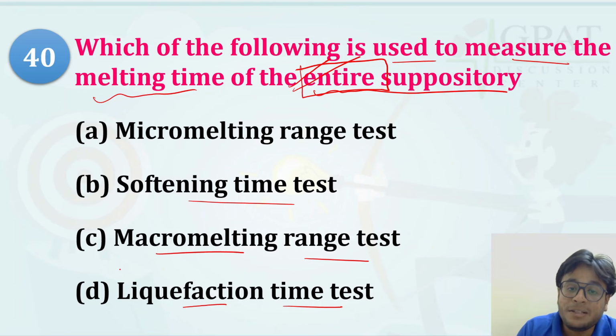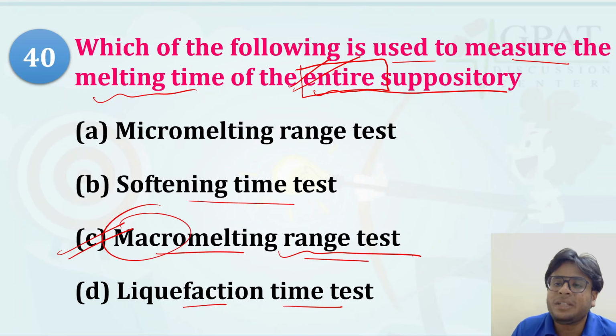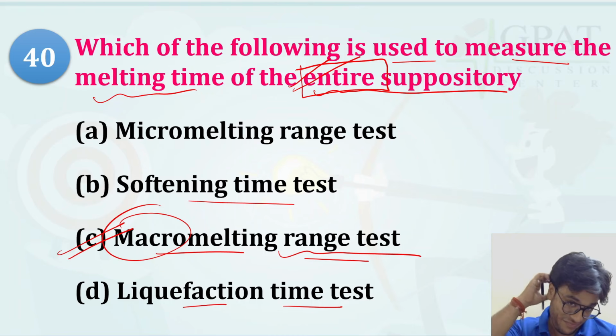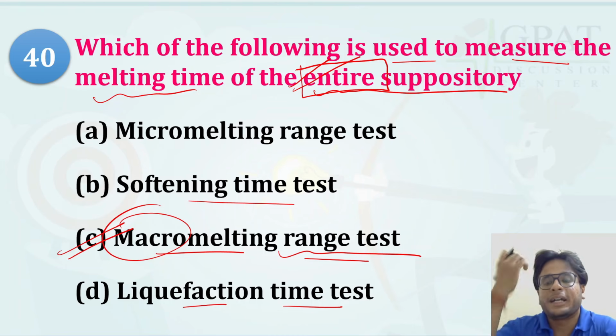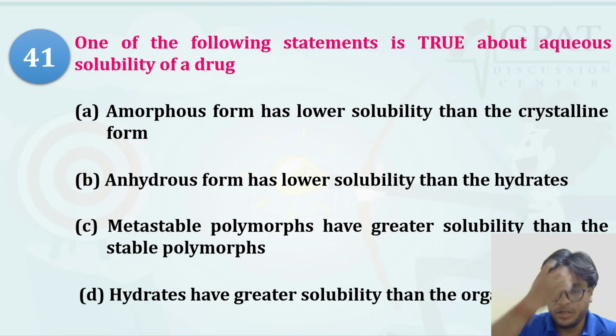So the test that is utilized for that particular purpose is going to be what? The macro melting test. There are other tests also utilized to check suppositories, such as the content uniformity test, the melting point test, the manipulability test, and different kinds of other tests that are also utilized to check the suppository performance and its efficacy. So C is going to be the answer. Option C is going to be the answer.